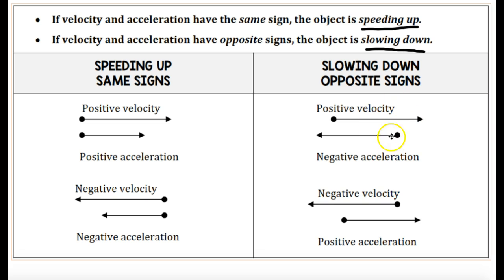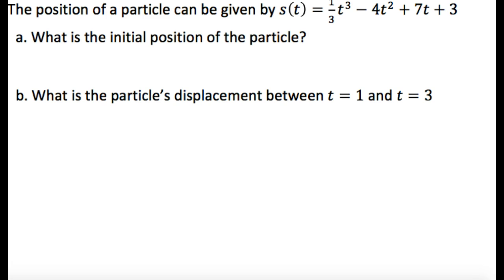If my two things are working in opposite directions, then my particle is slowing down. If my object is moving to the right, but acceleration is pushing it to the left, then it's slowing down, and vice versa. If my object is moving to the left, but acceleration is pushing it to the right, it will be slowing down. So if velocity and acceleration have the same signs, the object is speeding up. If velocity and acceleration have opposite signs, our particle is slowing down. Okay? So let's jump in and take a look at all of this information in a couple of example problems.